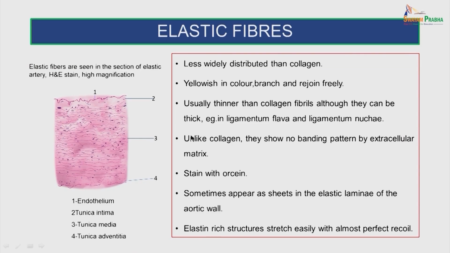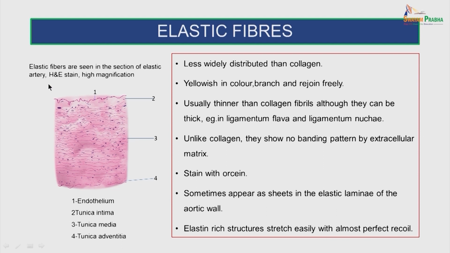The elastic fibers are less widely distributed than collagen. They are yellowish in color, branch and rejoin freely. Usually thinner than the collagen fibrils, although they can be thick, for example in the ligamentum flava and ligamentum nuchae. Unlike collagen, they show no banding pattern by extracellular matrix. They stain with orcein. Sometimes they appear as sheaths in the elastic laminae of the aortic wall. The elastin-rich structures stretch easily with almost perfect recoil.